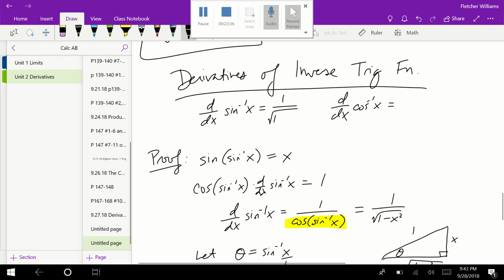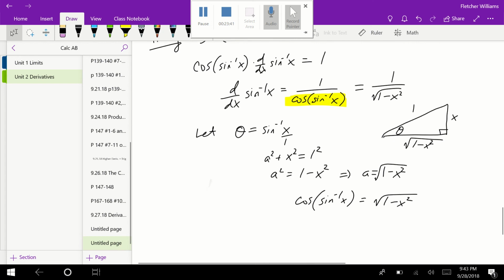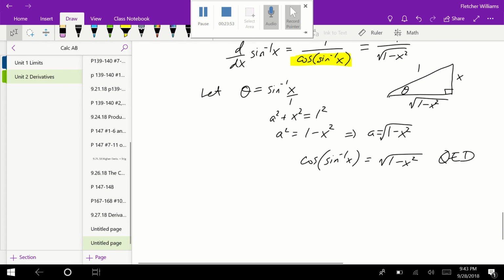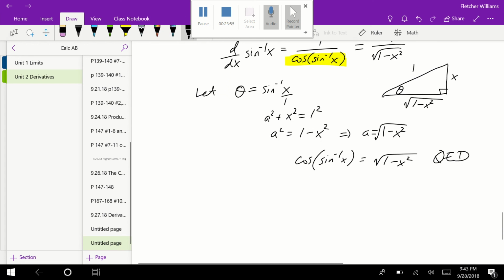So we'll fill that in. Pretty neat. I forgot to write my QED. Okay. So let's actually do this exercise. I'm going to show you that inverse cosine is just the negative of the derivative of inverse sine.